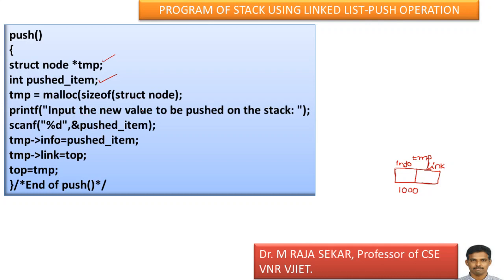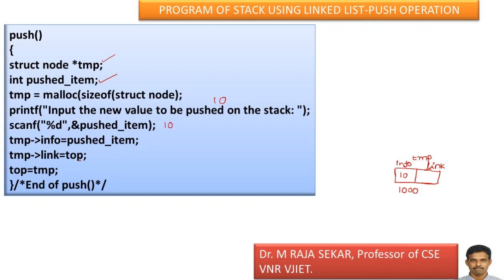printf, input the new value to be pushed in the stack. Let me say I entered number 10. This number 10, where will it get stored? It will get stored in pushed_item. Now what is the value of pushed_item? 10, isn't it? tmp->info = pushed_item. tmp->info means this field, here I must keep pushed_item, which is 10. Let me keep 10 here.